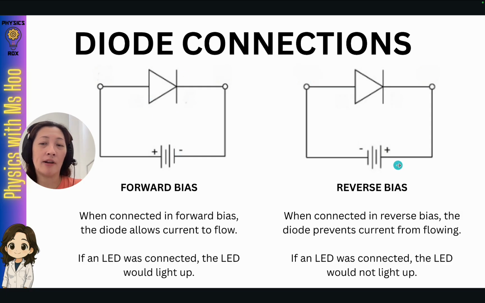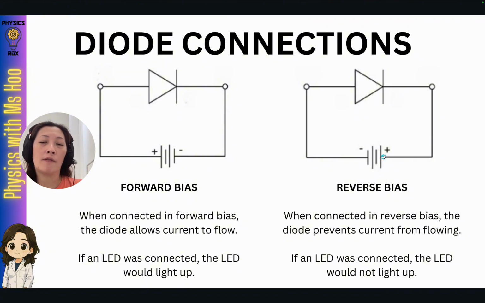However, when you connect the diode in a way that doesn't allow current to flow, it's said to be connected in reverse bias connection. So you can see in this example over here, we now have the positive terminal of the battery on the right side and a negative terminal on the left side. So let's check how the current would flow.